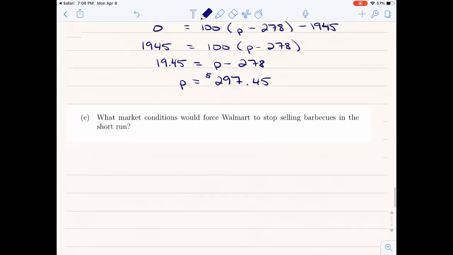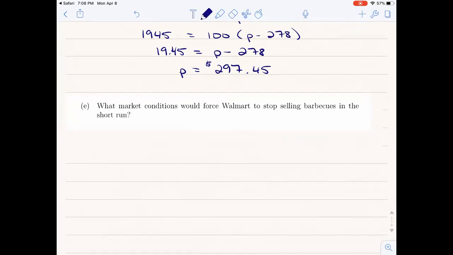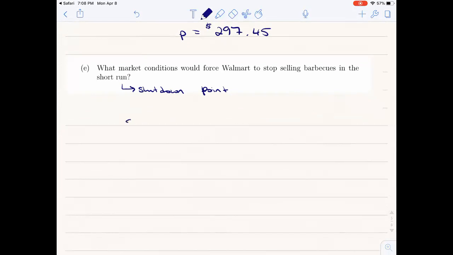What market conditions would force Walmart to stop selling barbecues in the short run? So this is the shutdown point. And the shutdown is when P is less than C. And so when P is less than 278, that's when you're going to shut it down, right?